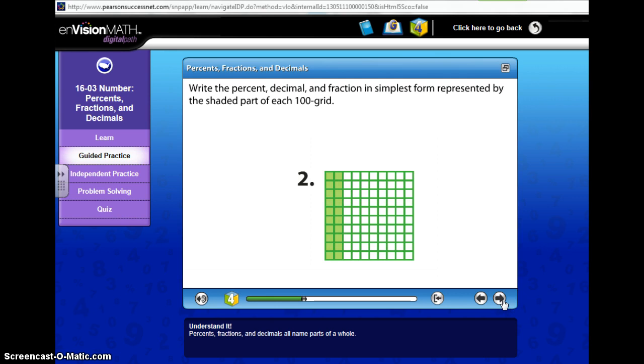Write the percent, the decimal, and the fraction in simplest terms. Sarah, give me 1. The percent would be 20%. Good work. How about the decimal? Aaron? 0.20. Good. And how would we write that as a fraction? Caden? 20 over 100. Can anybody simplify that for me in their heads? Or at least tell me what I should divide both of those by? Alan?